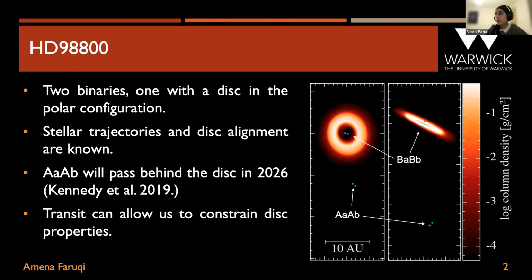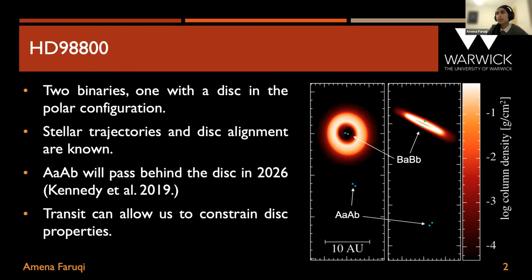There are 2 key pieces of information about the system that make it unique and interesting. We know the stellar orbital trajectories of the 4 stars in the system, and the alignment of the disk. Those are very well constrained from past observations. And based on these, we also know that this outer binary AaAb is going to travel in this direction along this sky plane view of the system and pass behind the circumbinary disk around the B binary. So we're expecting the light from these stars to be reduced as they pass behind the disk, and the way in which that happens specifically might allow us to constrain certain properties of the disk.